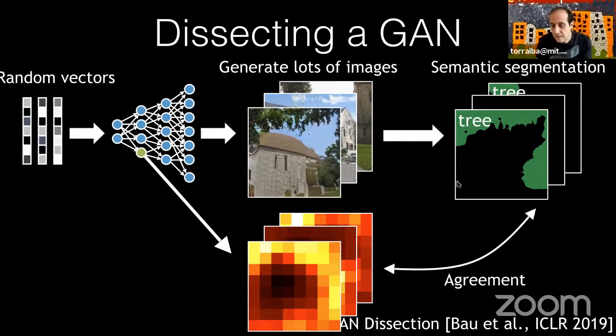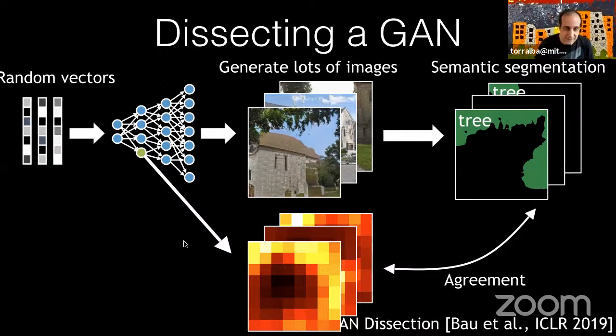And the way of measuring the agreement, you can do it by measuring, for instance, intersection over union. So you generate a segmentation from the heat maps, and you check what is the intersection over union between the segmentation produced by your semantic segmentation and the segmentation produced by the heat map. And then you can do this automatically for not just trees, but all of the object classes that you have in your semantic segmentation output, and all of the units in the dataset in the GAN. So then we can just deploy this automatically and get an automatic detection of all of the units that seem to be responsible for drawing certain objects.